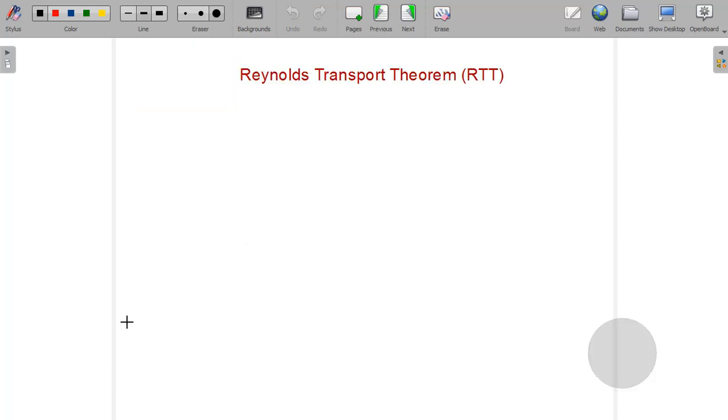so let us start with the Reynolds transport theorem. We are not going to derive the Reynolds transport theorem, rather we will simply write it, and we are going to use it as a starting point of each derivation. That means the derivation of the continuity, momentum and energy equations.